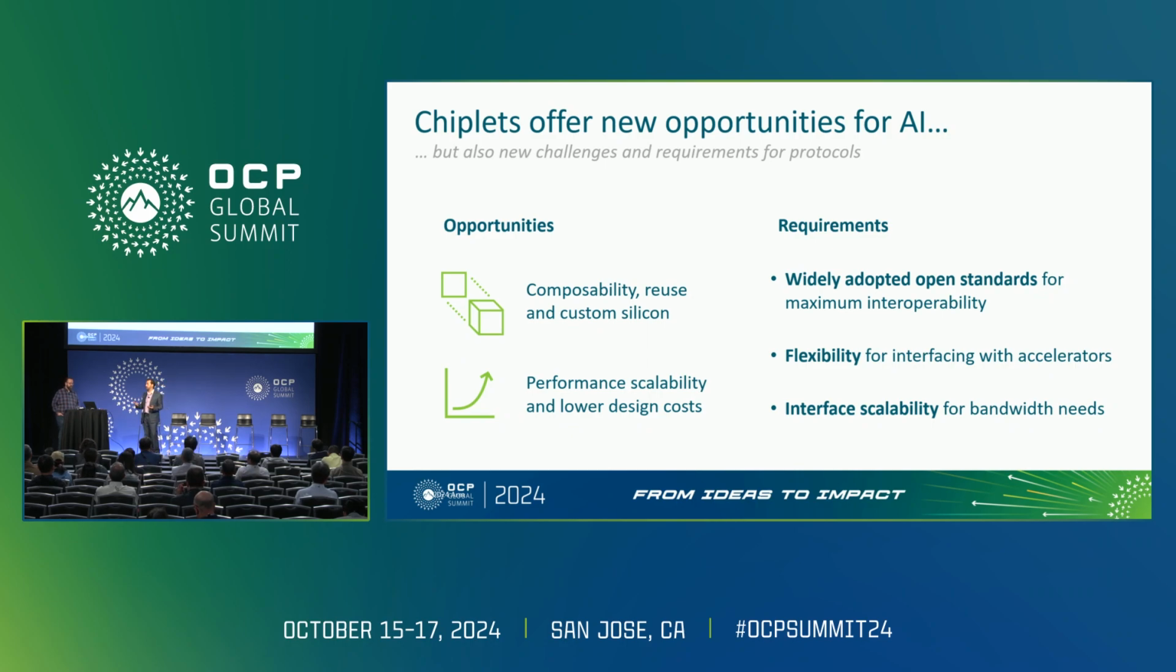We need open standards, and more than that, we need standards that are widely used, widely applicable, exactly for maximum interoperability. We also need flexibility in those protocols to interface with this wide variety of accelerators that are emerging, that perhaps have their own quirks, their own ways of managing memory, their own consistency models, and so on. Finally, we also need performance. We need protocols that can sustain very high bandwidth to feed the accelerators.